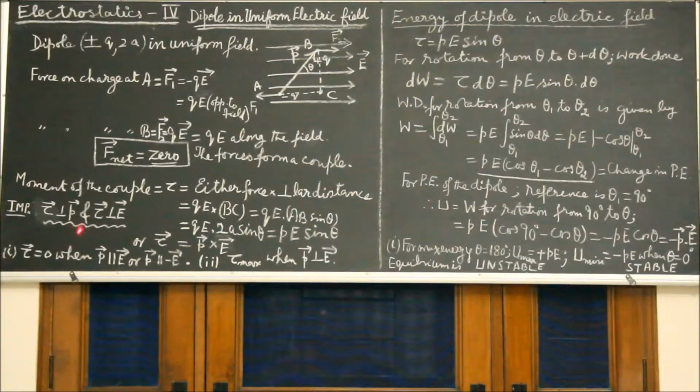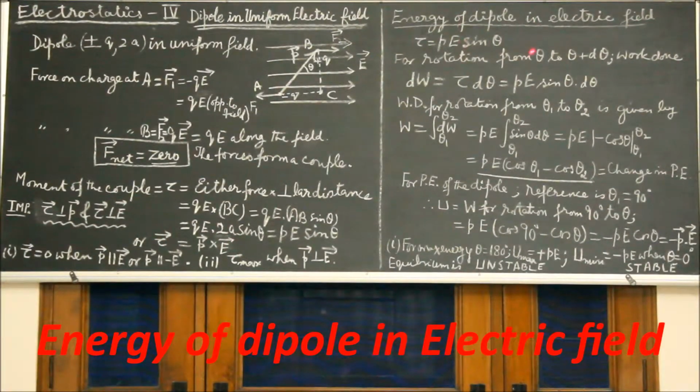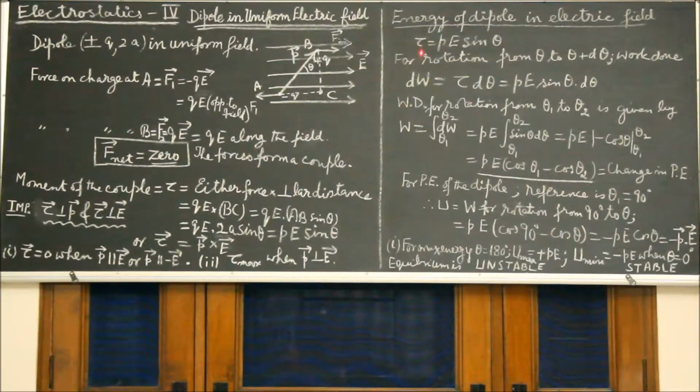It's important to remember that torque will be perpendicular to P and it will also be perpendicular to E. That is, in this expression there are two pairs of perpendicular vectors, torque and P, tau and E. Now let's see the energy of the dipole in a uniform electric field. If the dipole makes an angle theta with the field direction, the torque experienced is given by PE sin theta, the magnitude of the torque.